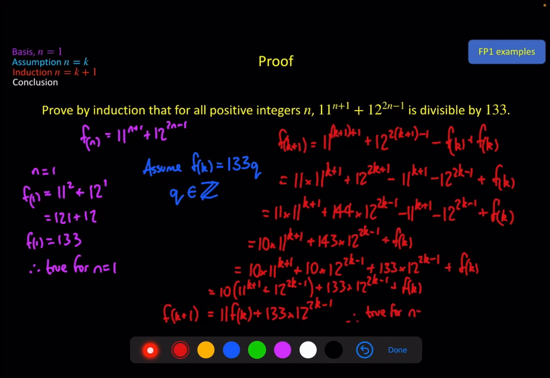So we get, therefore, true for n equals k plus 1, if true for n equals k. And that, together with the basis step, allows me to write the conclusion step, which I should write at the bottom, but I've run out of space. Therefore, true for all n as an element of the natural number set.